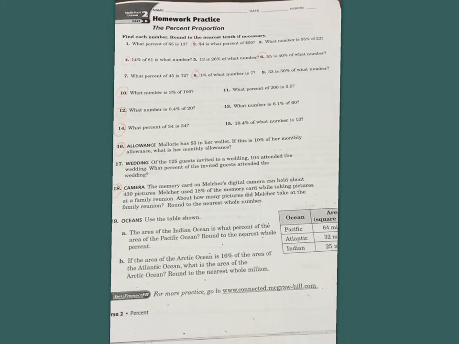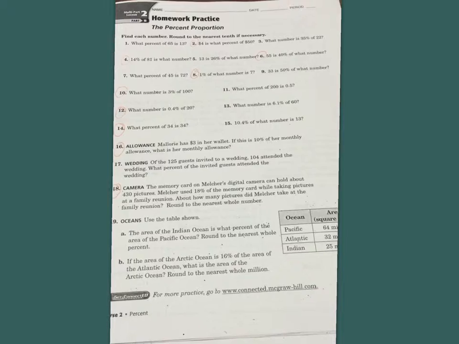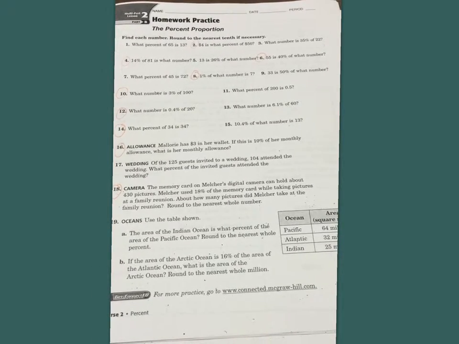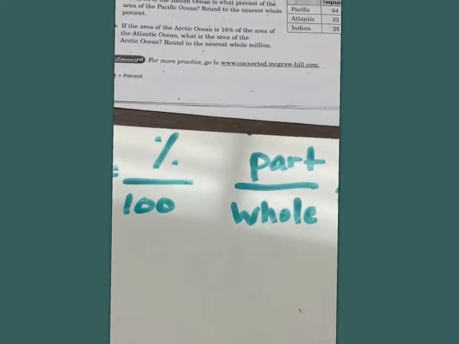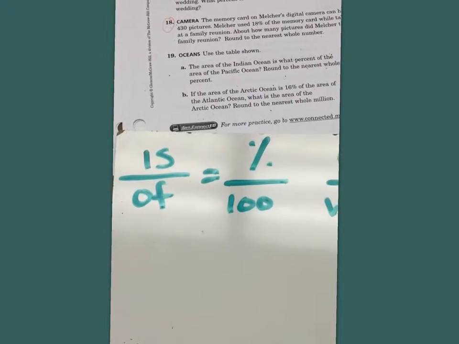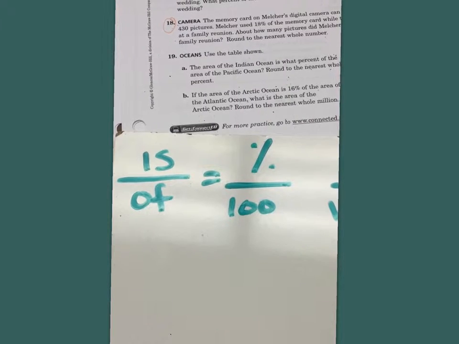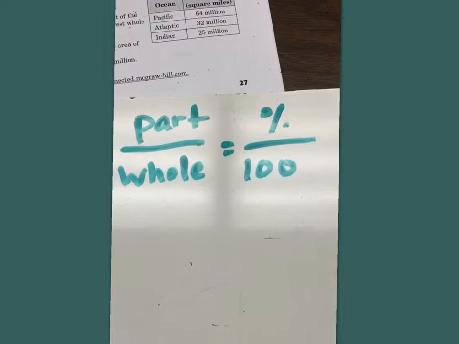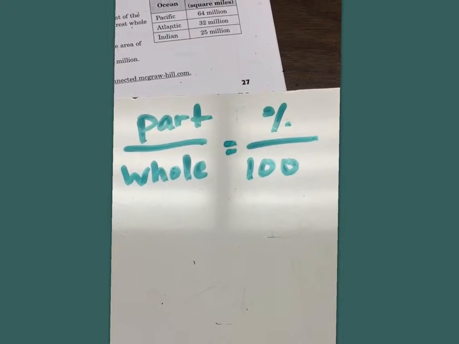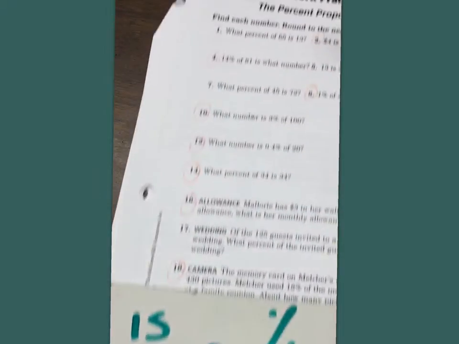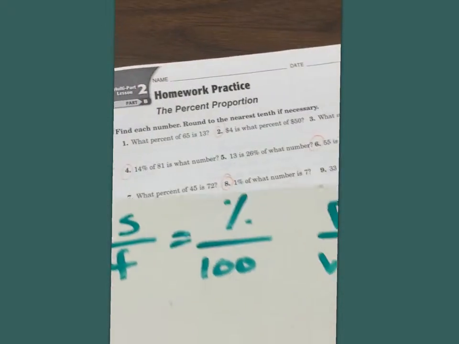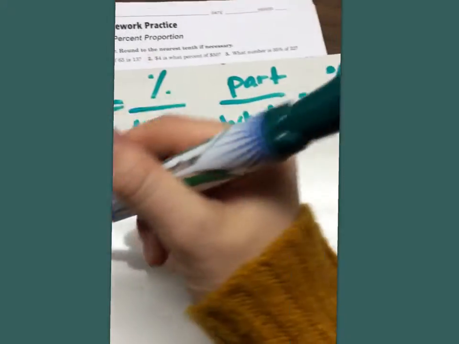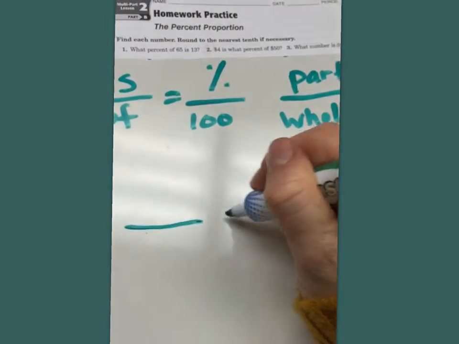So let's look at number 1. It's asking what percent of 65 is 13. So what you need to do is you need to fill in one of these formulas. We have is over of equals percent over 100, which is the same as part over whole equals percent over 100. So first thing you're going to do when you have a problem like this is you're going to draw a bare bones skeleton that you can fill in.